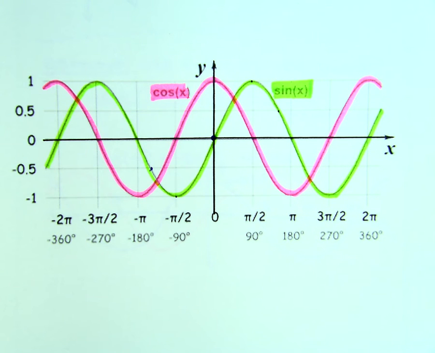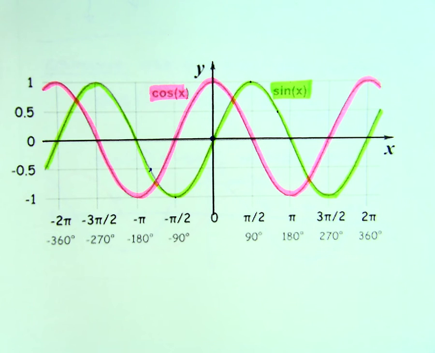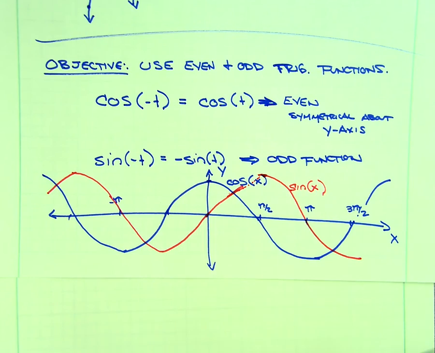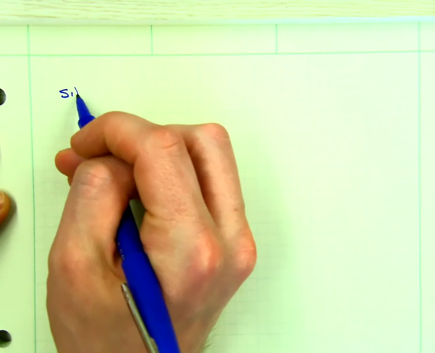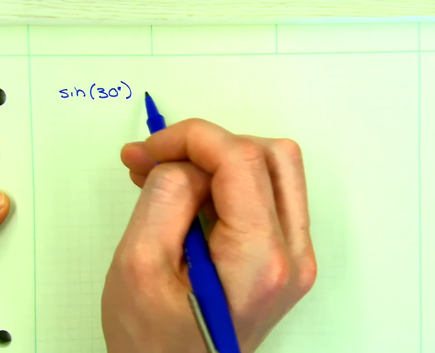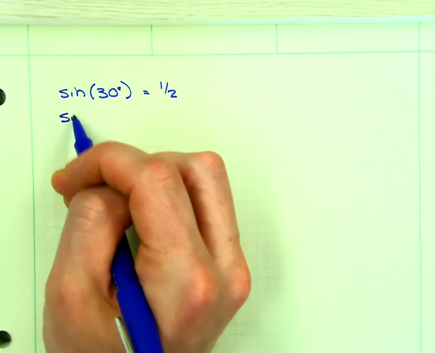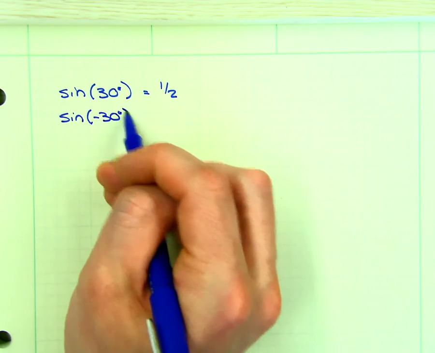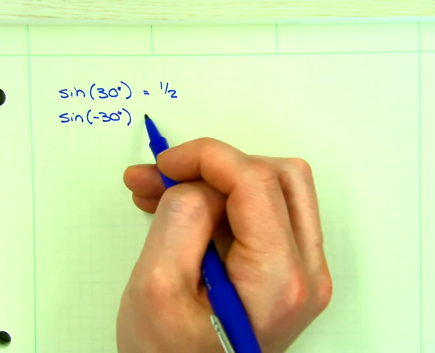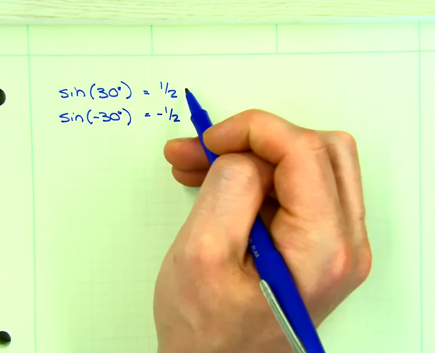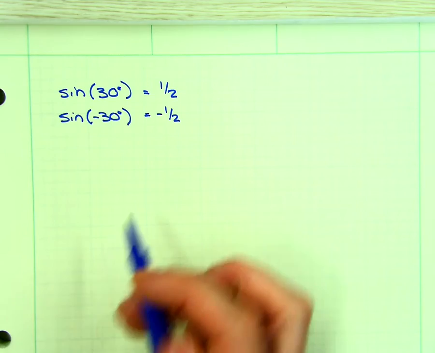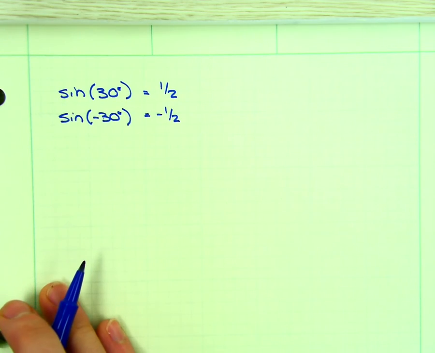Now, even and odd trig functions basically just make your life easier. And how do they do that? Say I know what the sine of 30 degrees, or pi over 6, is. Sine of 30 is equal to 1/2. Well, that tells me that the sine of negative 30 degrees, because I know that sine is an odd function, is going to be negative 1/2, because of that first quadrant, fourth quadrant relationship. So positive, positive; this is going to be negative, negative.